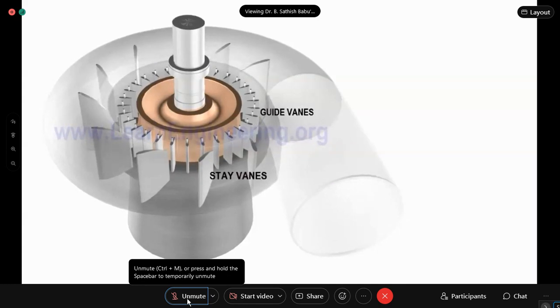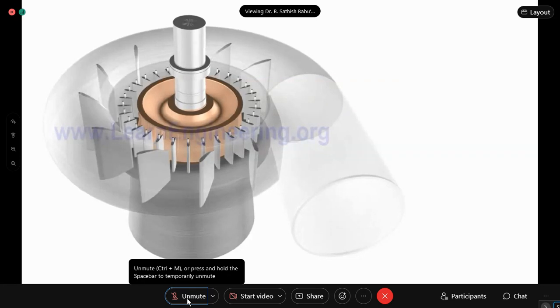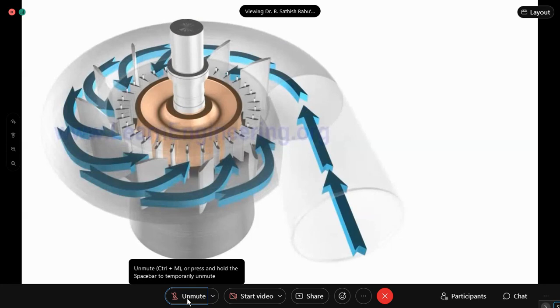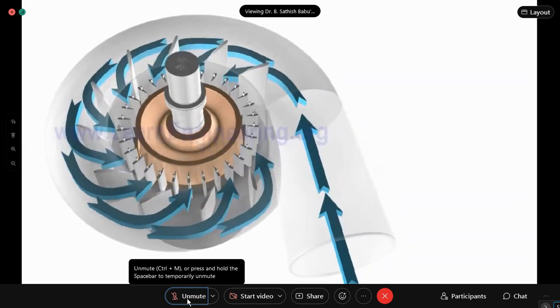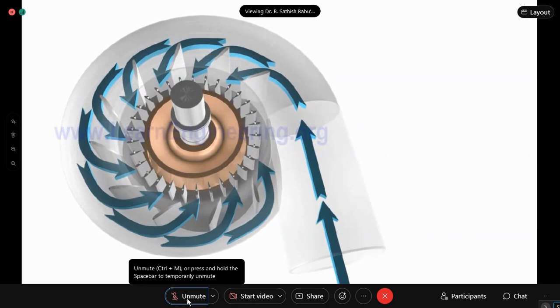The basic purpose of them is to convert one part of the pressure energy to kinetic energy. Flow which is coming from the casing meets the stay vanes, which are fixed. Stay vanes steer the flow towards the runner section, thus reducing the swirl of the inlet flow.